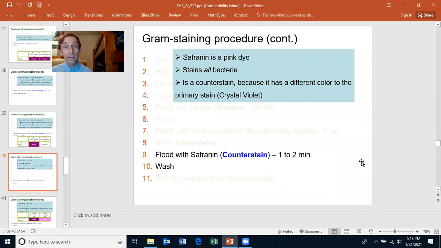Safranin is a pink dye. It does stain all the bacteria. It's a counter stain because it has a different color than the primary stain. So it's pink and crystal violet is purple. After the 1 minute to 2 minutes is up, you then lift the slide, remove the excess safranin, and then water wash the slide.